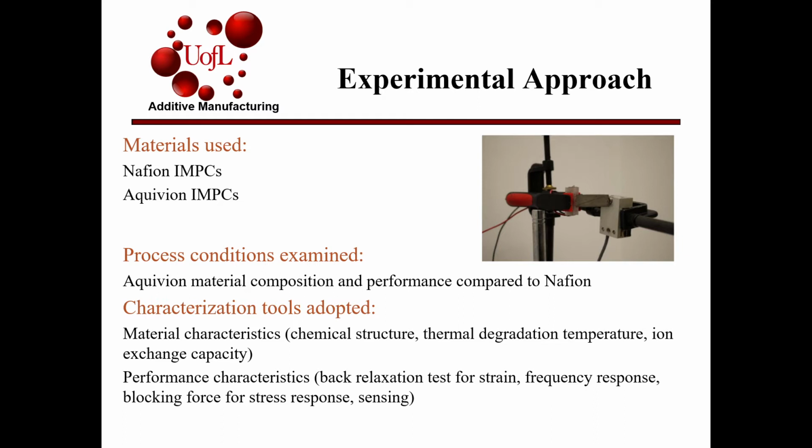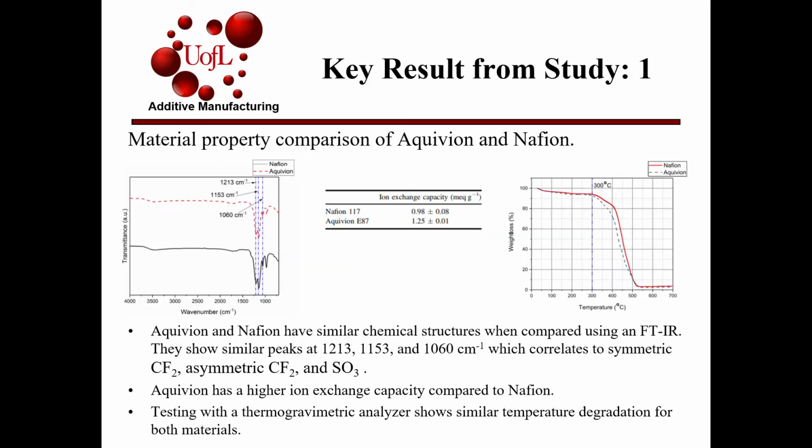And to do this, we first look at the material characteristics. Specifically, we're going to look at the chemical structure, the thermal degradation temperature, and the ion exchange capacity of both, and then go through a performance test looking at the strain of both materials using a batch relaxation test, look at the frequency response of both materials, look at the stress response of both materials using a blocking force test, and look at the mechanoelectric sensing capacity of both materials.